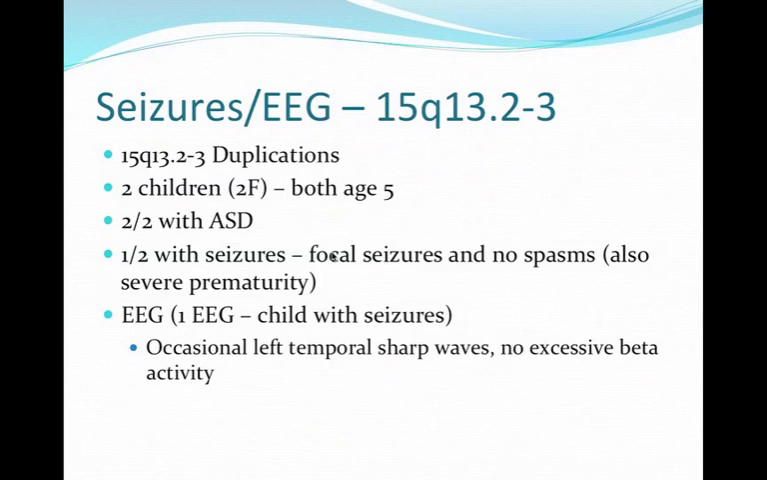Is the risk to have seizures correlated with the magnitude of the duplication? Yeah, that's a good question. So we don't think so. I mean, definitely it's isodicentric versus interstitial. Isodicentric, you have two extra copies. Interstitial, you have one extra copy.